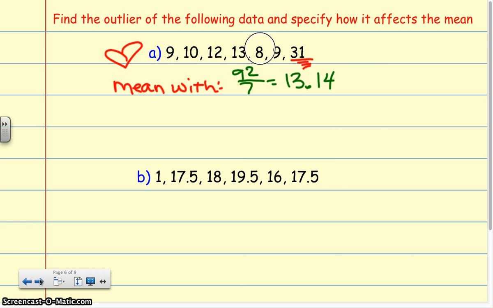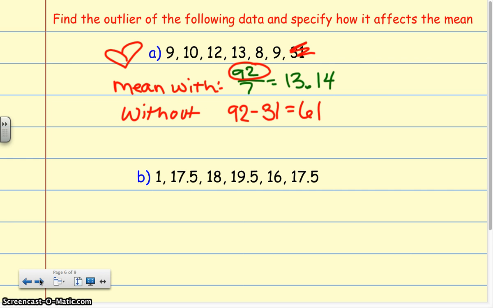Now I want to find my mean without. I could go through adding them all again, but if I'm at 92 with it, then my mean without is just take it away. 92 take away my 31 is 61. And then if I take that out, I only have 6 data values. And I get a mean of 10.17.